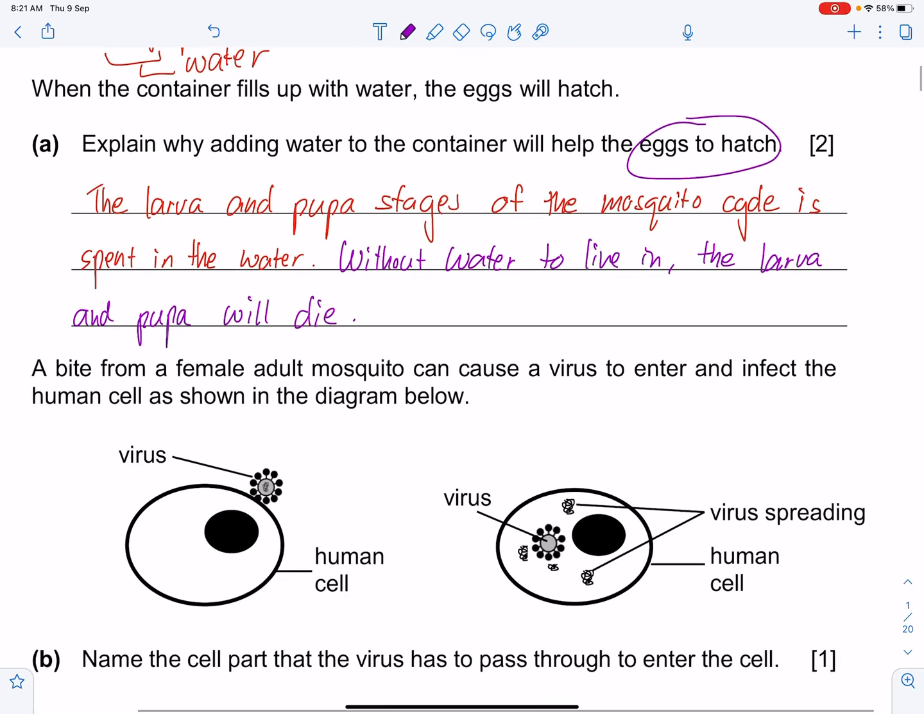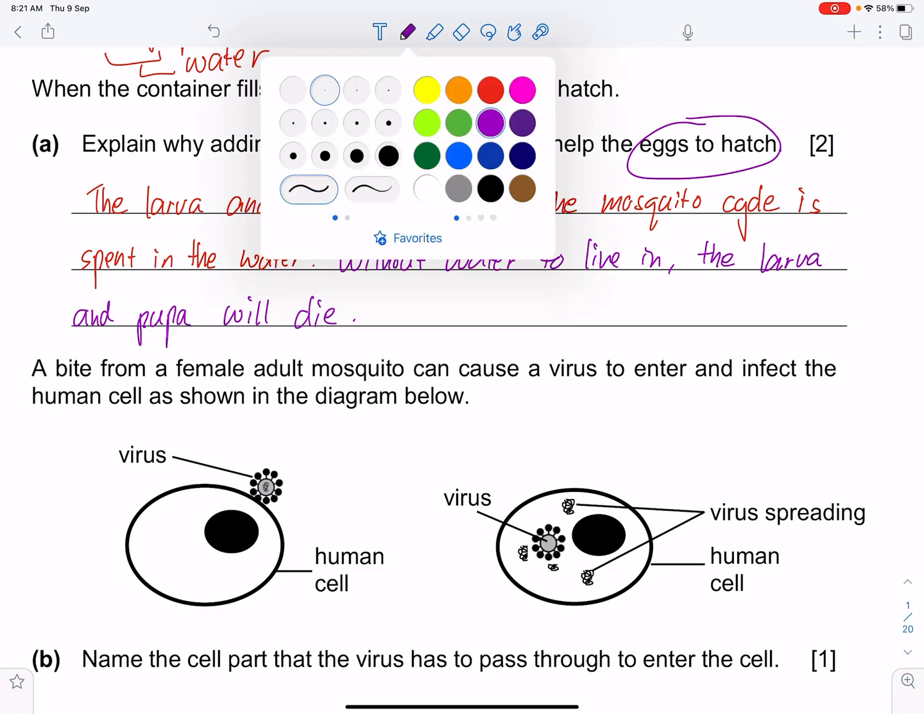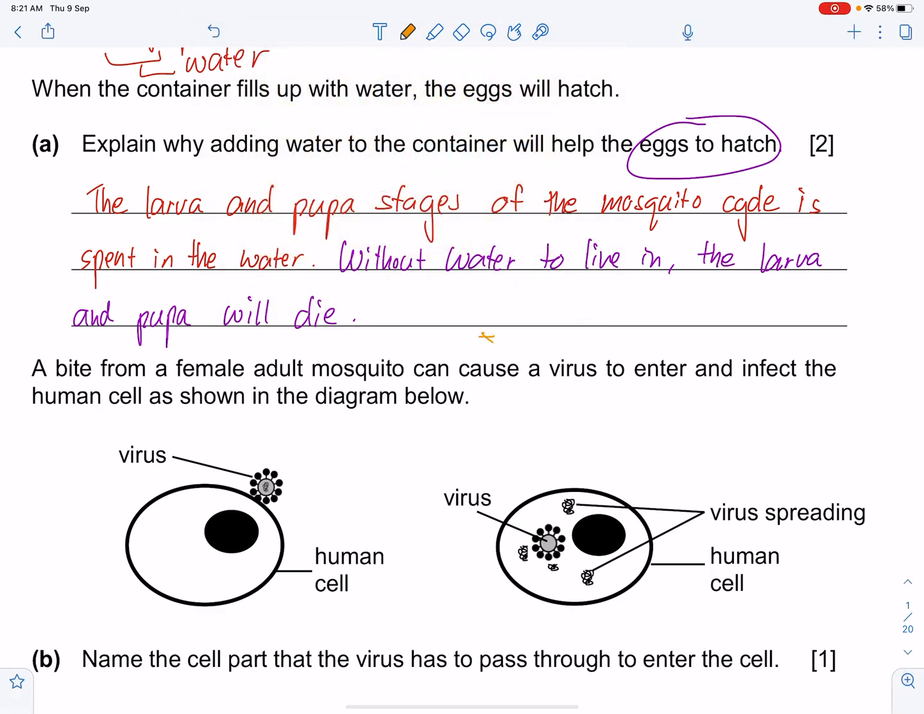Okay, moving on. A bite from the female mosquito, adult mosquito, can cause a virus to enter and infect the human cell as shown below. Now, whenever you come to life cycle, I stress again, life cycle, I'm going to put this as a key point in orange: different stages have different characteristics.